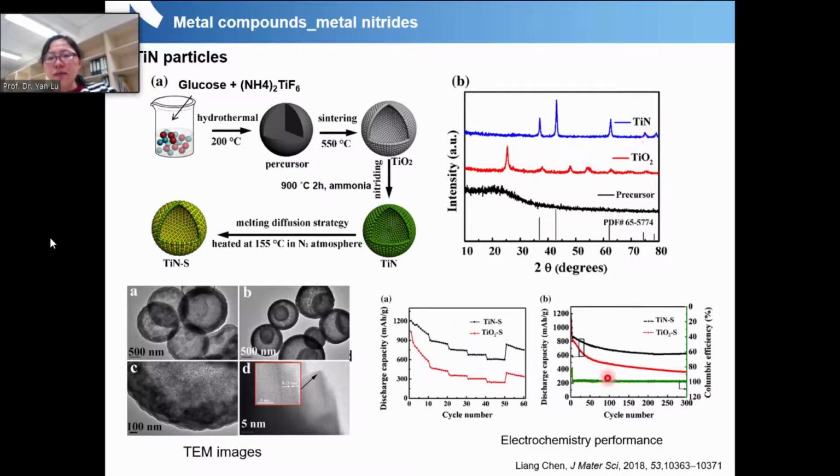And from the electrochemical performance, you can see clearly that the metal nitride system shows much better performance than this red line, the titanium dioxide. This is because the nitride system has much higher affinity to the polysulfides compared to that of oxides.